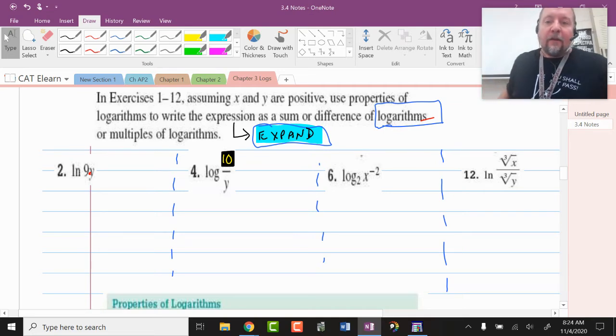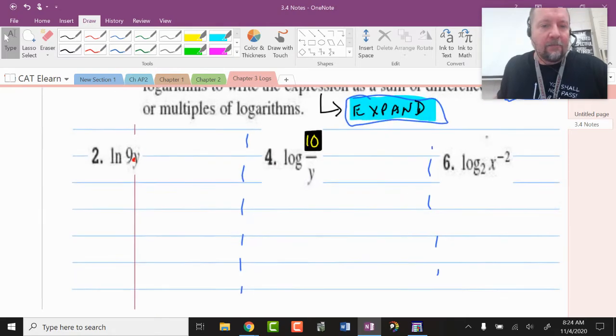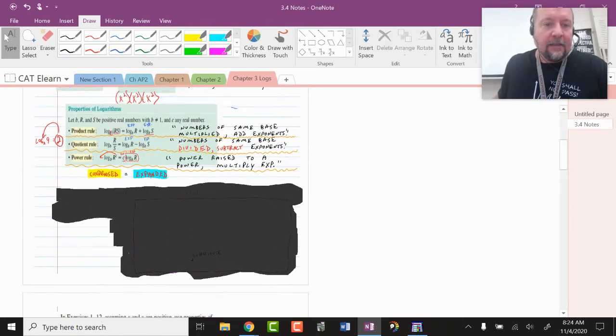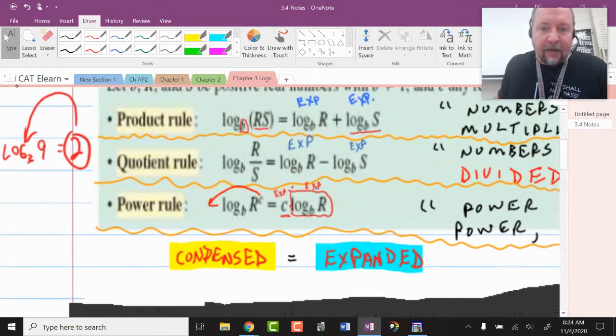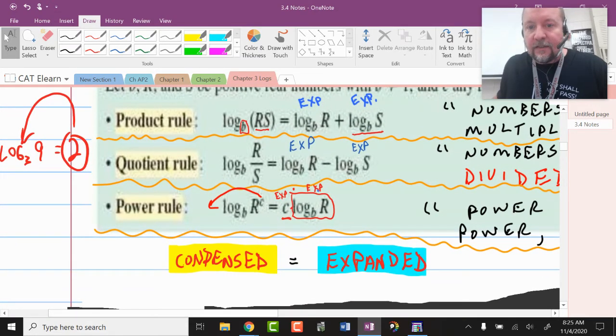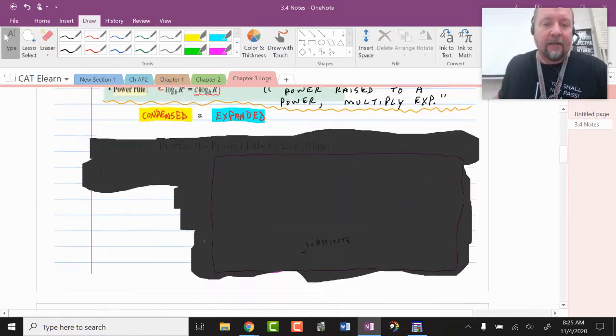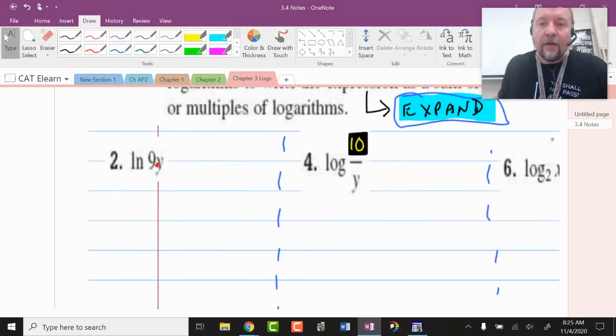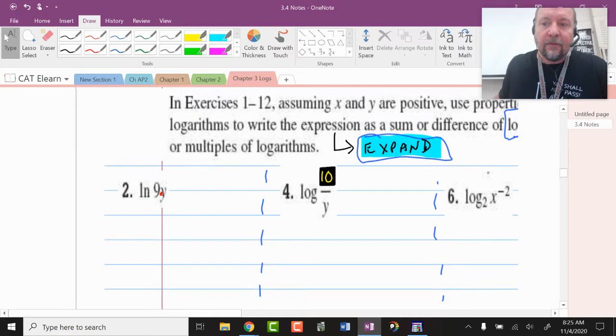Okay, assuming x and y are positive, use properties of logarithms to write the expression as a sum or difference of logarithms or multiple of logarithms, or it could just say expand. So it's taking this side on the left and turning it into the side on the right, so from condensed to expanded. All right, and I'll show the first couple here.